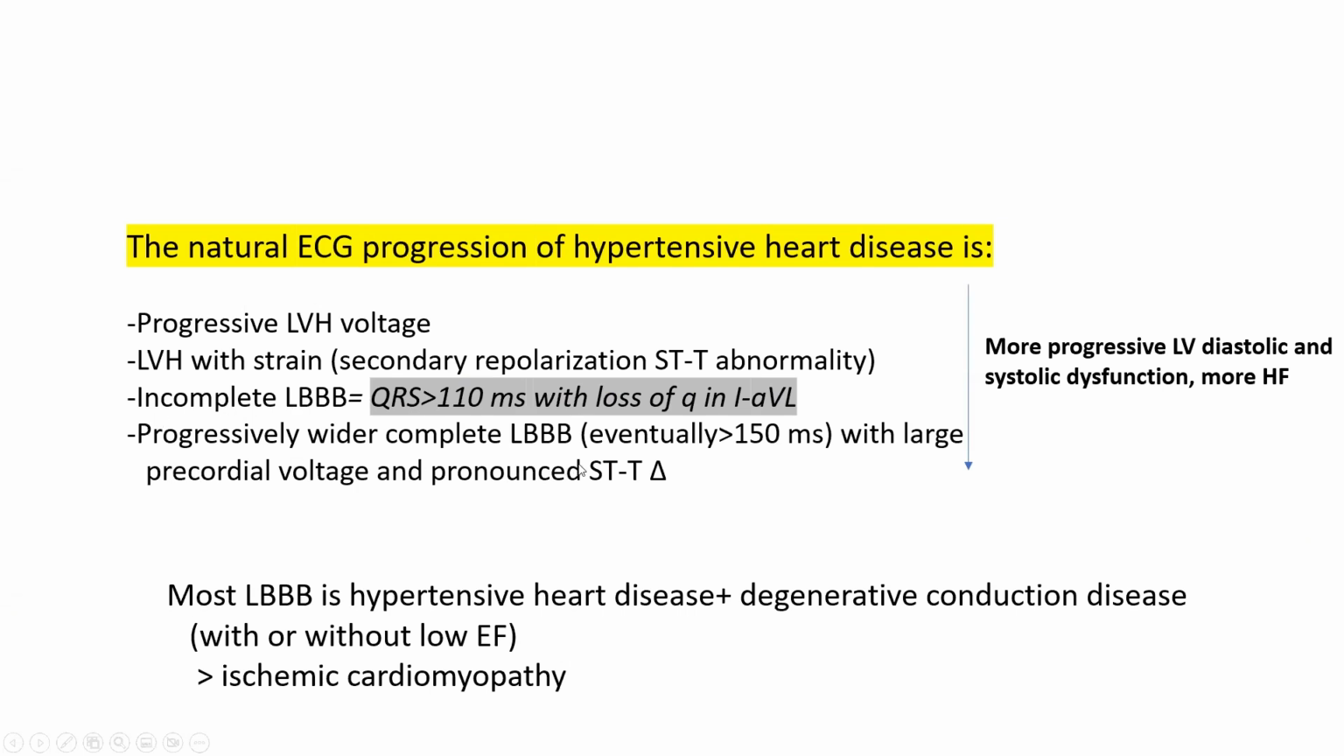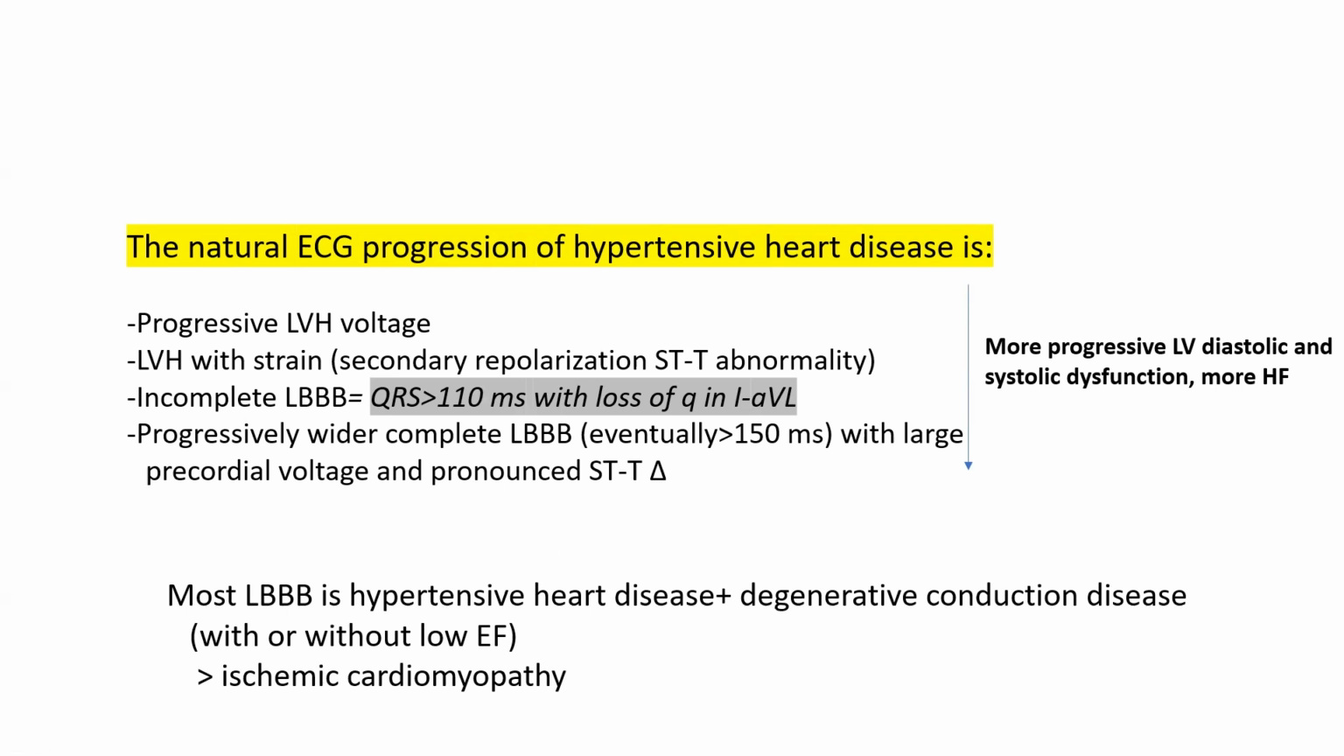Then the ultimate stage of hypertensive heart disease is complete left bundle that's progressively wider with larger precordial voltage and more pronounced STT abnormality. And the wider it is, the more fractured it is, the more you're reaching a stage of progressive LV systolic dysfunction. The more you progress through those 4 stages, the more you're having progressive LV diastolic and systolic dysfunction, and the more you're having heart failure. So by looking at an EKG, you can almost guess whether this patient will have a clinical heart failure or he's at risk of clinical heart failure, and you can start to guess how his EF is declining.